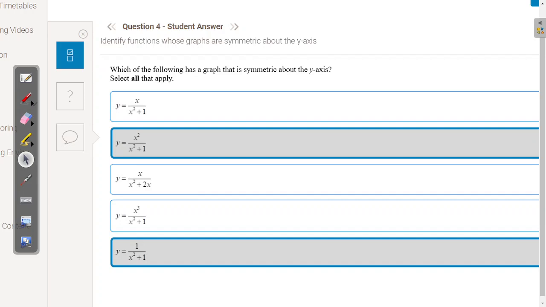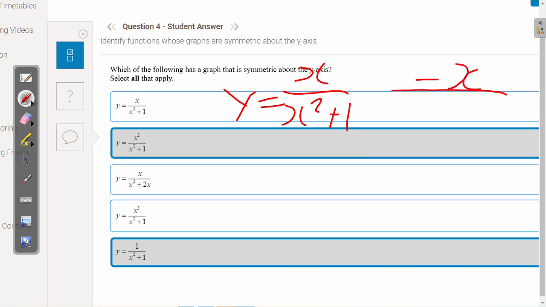Okay, symmetric about the y-axis just means that it's an even function. And even means if you substitute with negative x, you get the original function the same. So y equals x over x squared plus 1, substitute negative x over negative x squared is x squared plus 1. No, it's not the same, there's a negative above, so wrong.